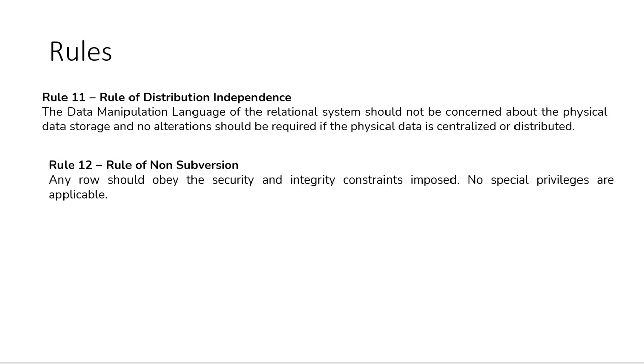Now, the rule of non-subversion. Here, any row obeys the security and integrity constraints imposed. So rows should follow those constraints, and no special privileges are applicable to any of the specified rules. Okay, so these are the 12 rules of Codd. You should learn these rules and know the definition of each rule. They can come in your exam, and these rules are the basics of DBMS. So you should be able to understand them all.